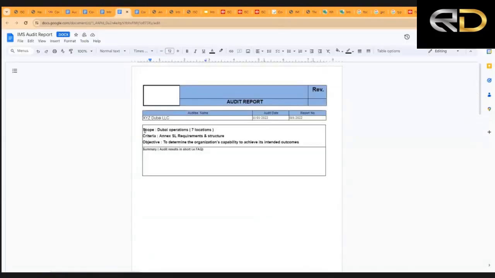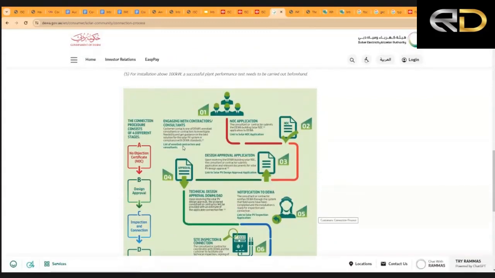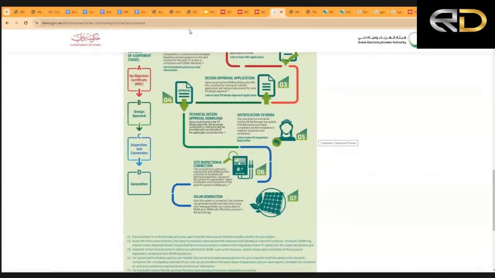So the first part of the audit is easier, because this is what we have already said in the IMS audit plan. So what you're going to do here, we are going to start off with the scope. This is now for Dubai operations. Let's say, for example, this is what we've done. We have looked at 7 locations where this is going to be done.